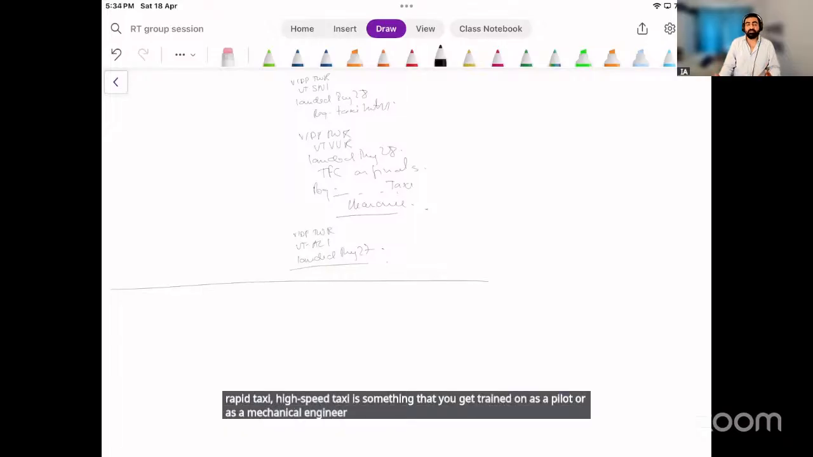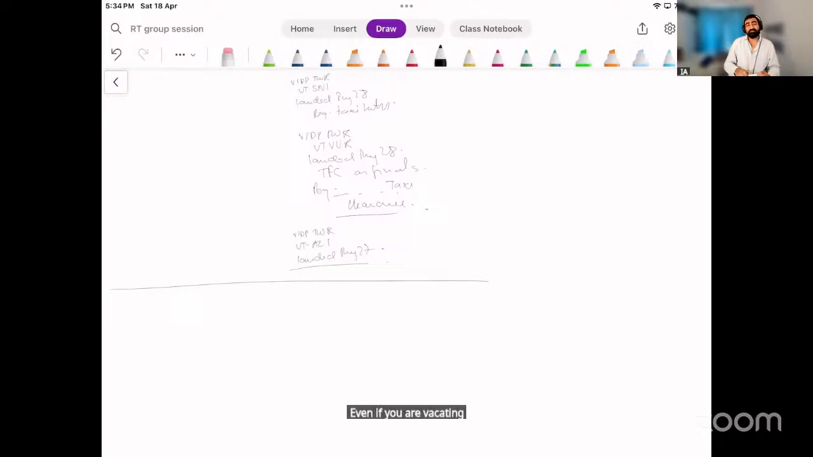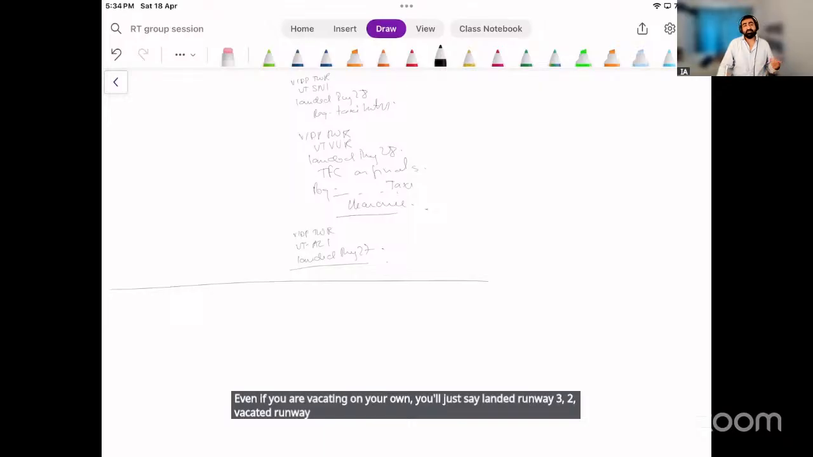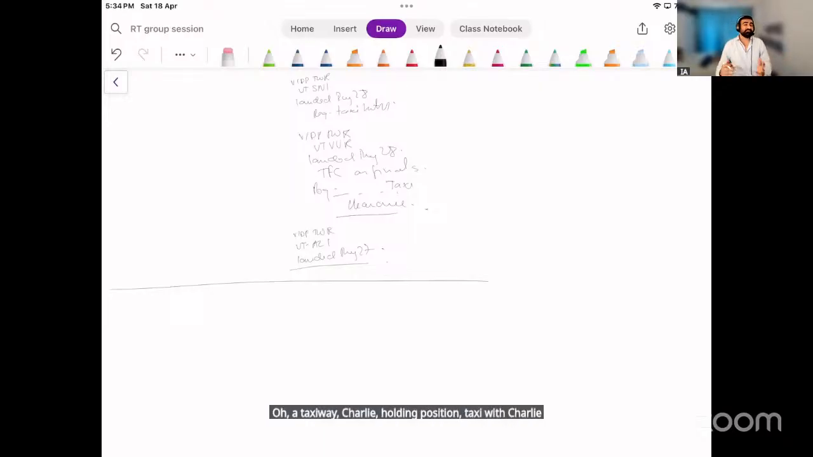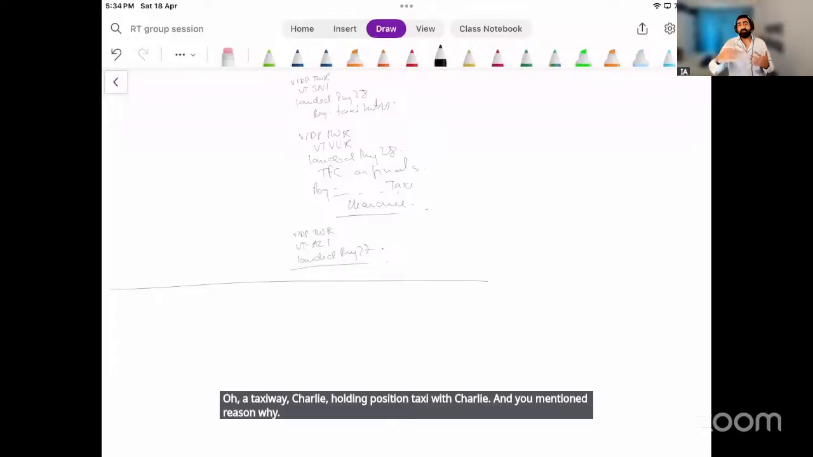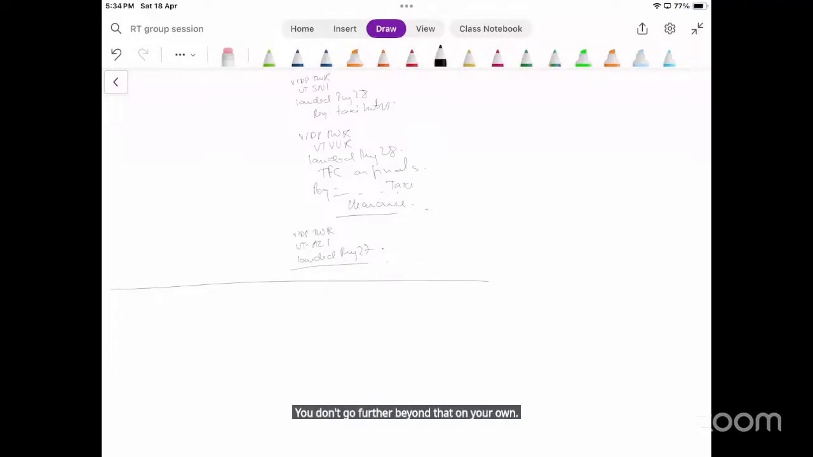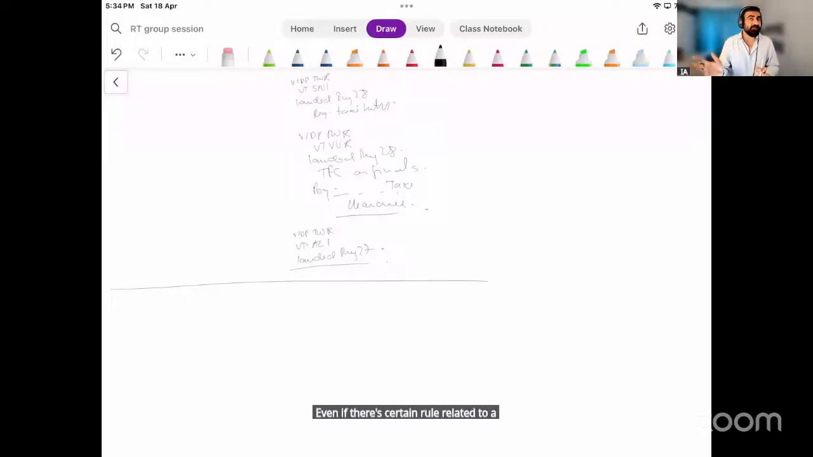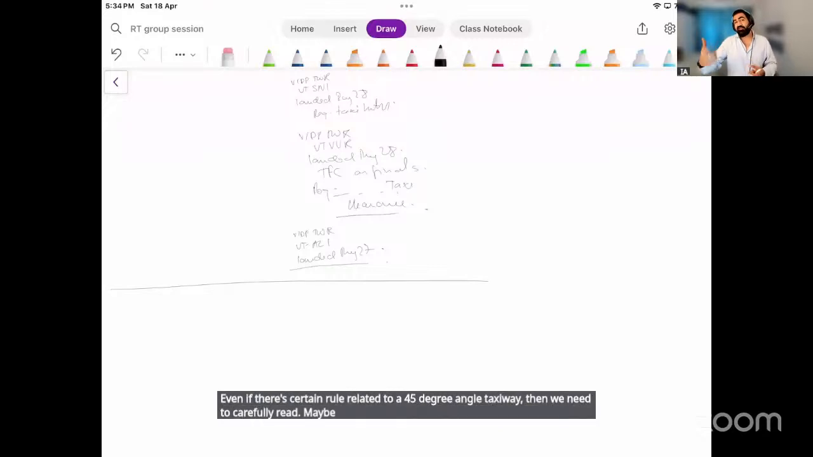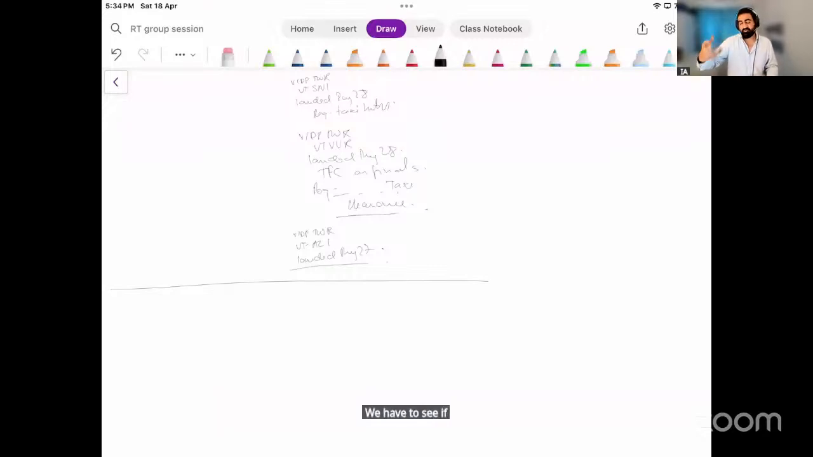Even if you are vacating on your own, you'll just say landed runway 32, vacated runway via taxiway Charlie, holding position taxiway Charlie. And you mention the reason why. You don't go further beyond that on your own. Even if there's a certain rule related to a 45-degree angle taxiway, then we need to carefully read the provisions as to why. It's like standard deviation patterns only.